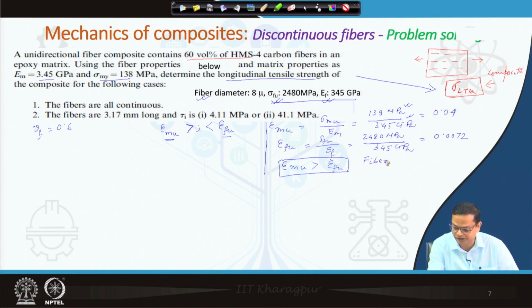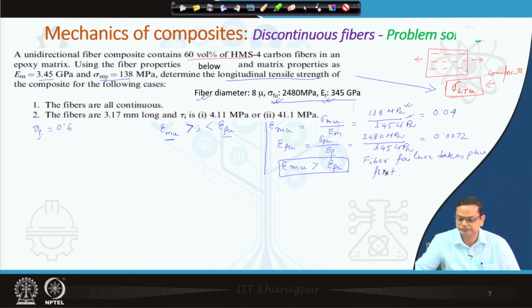That means fiber failure will take place first. So, that is very important, fiber failure takes place first. So, that is important. Why?